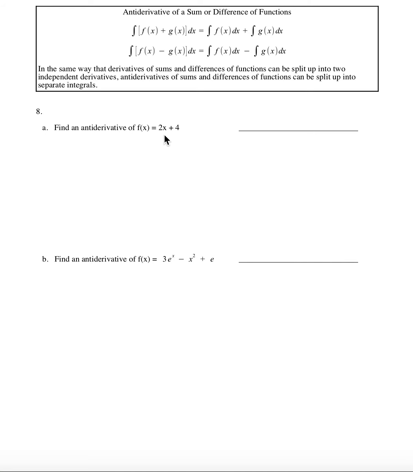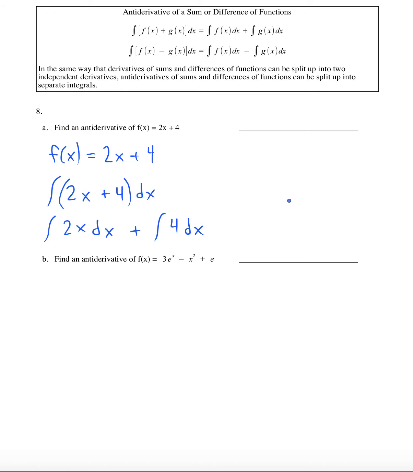I'll show how it works with this simple example here of f of x equals 2x plus 4. We want to take advantage of the fact that there's an addition in here. And so when we go to find the antiderivative, what we want to do is break it up into two separate integrals. And then we just treat each of them independently, find an antiderivative for each of them on their own. And then we'll just add the results at the end.